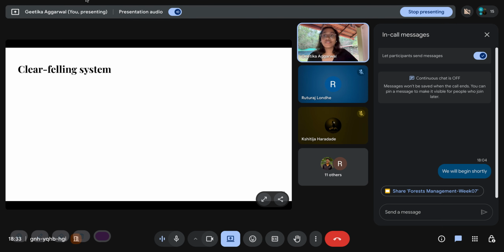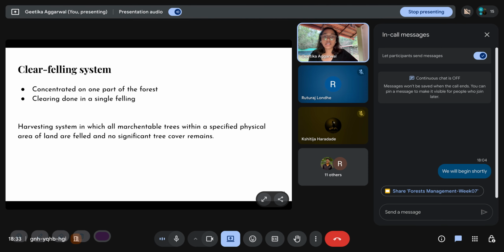Okay. If no one wants to take a guess, basically, as I said, clear felling system is concentrated on one part of the forest, and the clearing is done in one single felling. So it's a kind of harvesting system in which all the economical trees or the merchantable trees, basically the trees that can be sold and you can get economic returns from, all of those trees within a specified physical area of land are harvested, they are felled, and there is no significant tree cover that remains after this harvesting has happened.